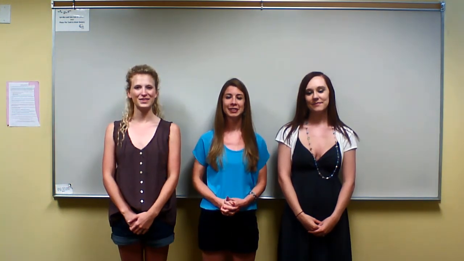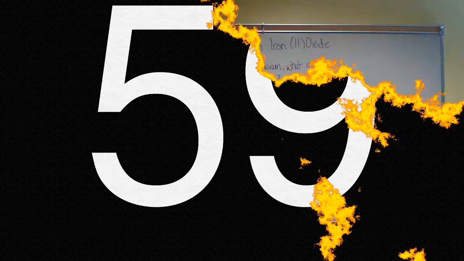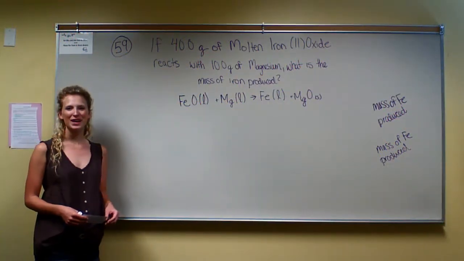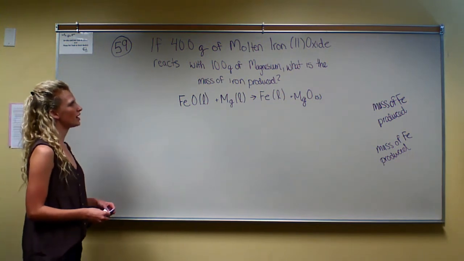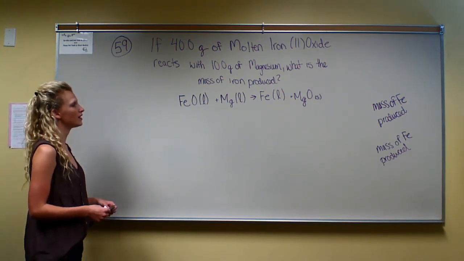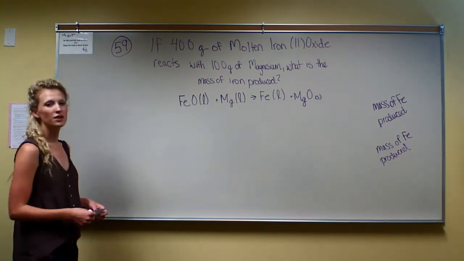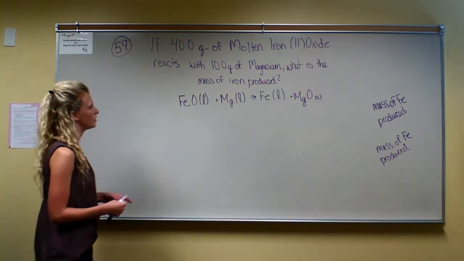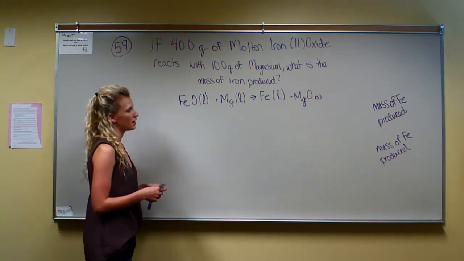Today we're going to teach you how to determine limiting reagents. Hi, I'm going to help you with number 59. If 40 grams of molten iron(II) oxide reacts with 10 grams of magnesium, what is the mass of iron produced? The first step is to look at our equation. We are lucky with this number because the equation is already balanced.